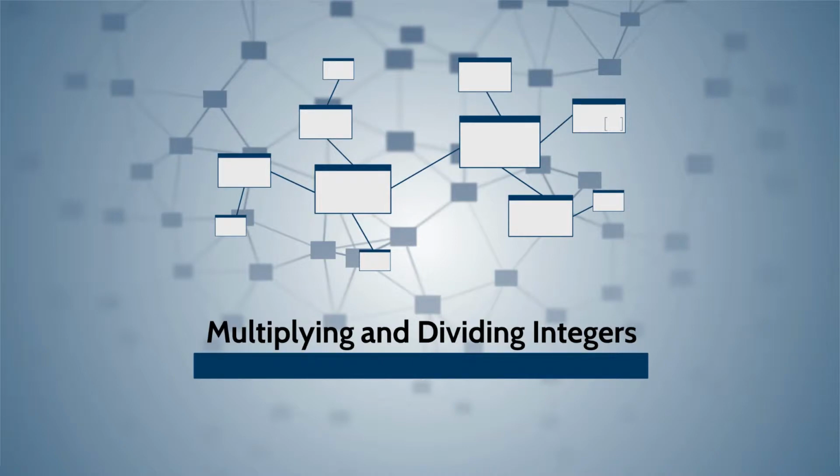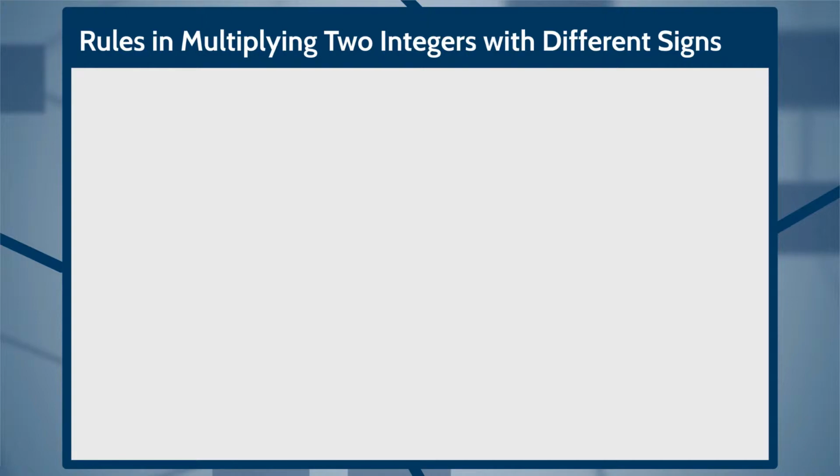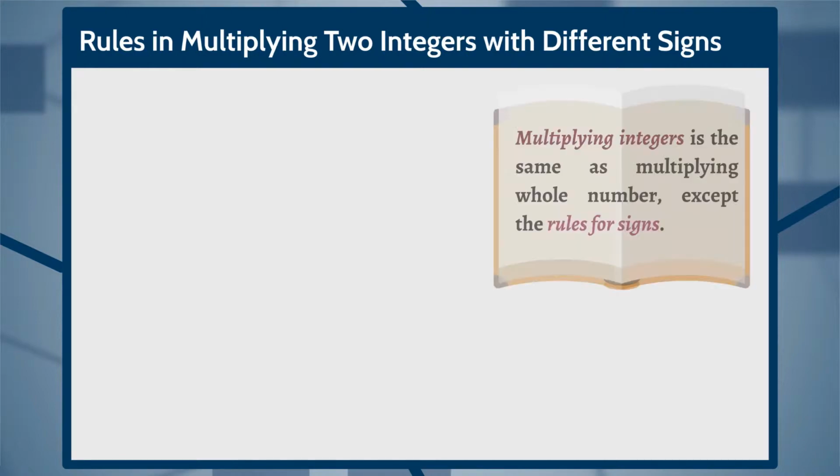This presentation will be about multiplying and dividing integers. In this lesson, we're going to learn how to multiply and divide integers. Let's start with the rules in multiplying two integers with different signs. Multiplying integers is the same as multiplying whole numbers, except the rules for signs.